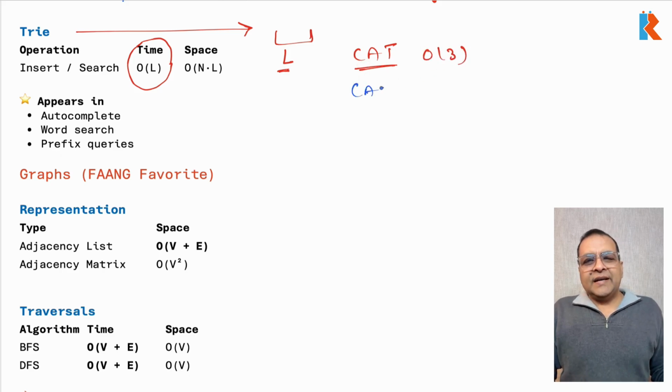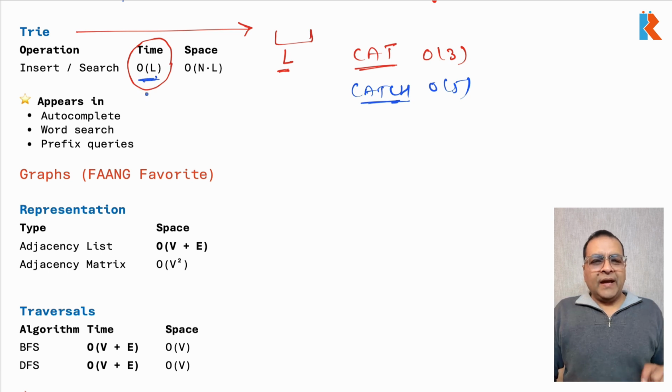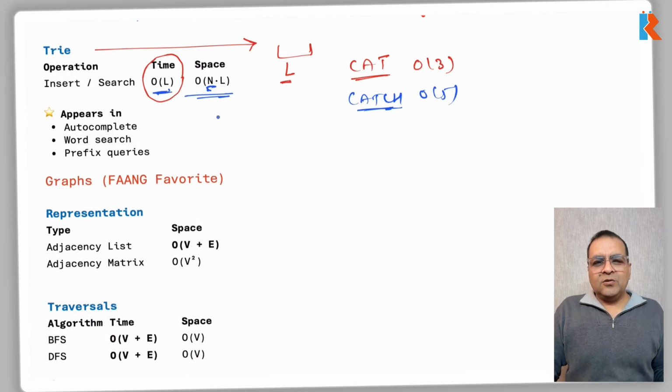If you want to insert catch, then this will take order of 5 time because there are 5 characters, and so on. The time taken is big O of L, where L is the length of the word that we are trying to insert or search in the trie data structure. And obviously because we are storing all the words and total number of words are n, the total memory taken will be n into length of each word, which is big O of n into L.